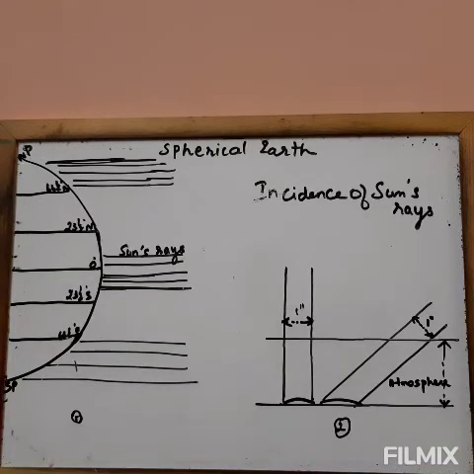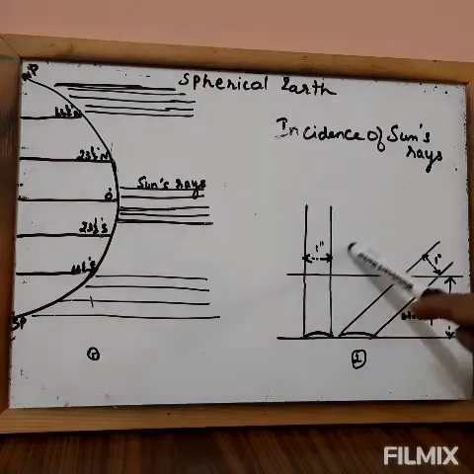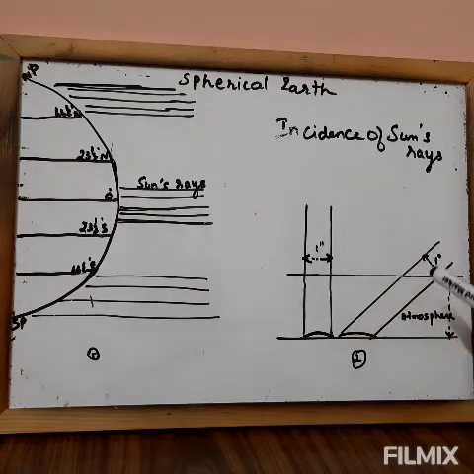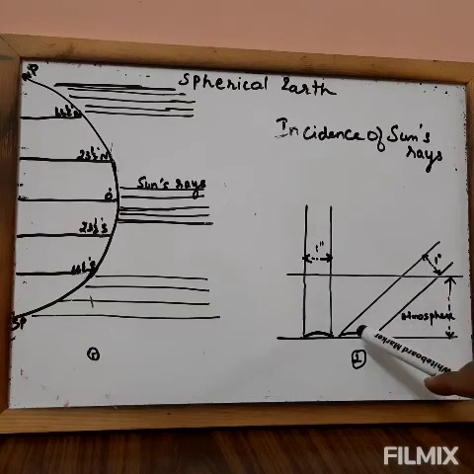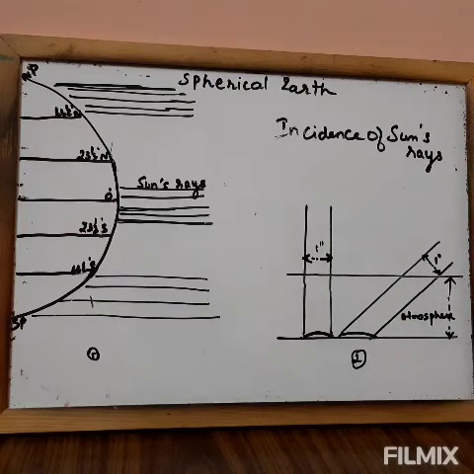So in this diagram you find vertical rays. This diagram shows that the distribution of insolation on the surface of the earth is not uniform. Some places receive direct rays of the sun and some places receive inclined or slanting rays of the sun. So the two types of sun's rays have different heating effects on the earth's surface.